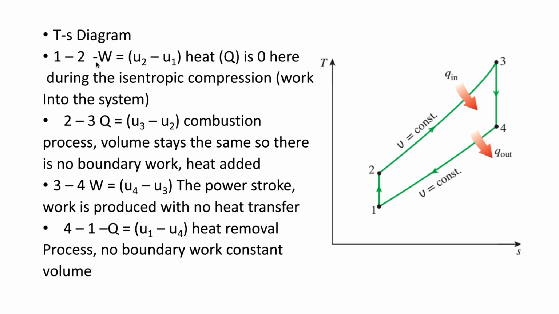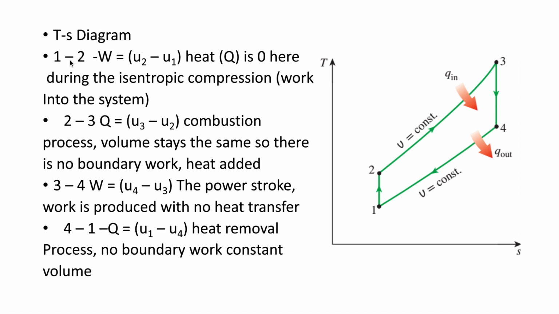If we were to speak of the ideal Otto cycle in terms of the first law, if you remember, the first law is Q minus W equals delta U plus delta KE plus delta PE. In this case, we can ignore kinetic energy and potential energy for all cases because macroscopically, the ideal cycle is not moving. I know there's boundary work, but macroscopically there's no kinetic energy and potential energy. So we're left with Q minus W equals delta U.